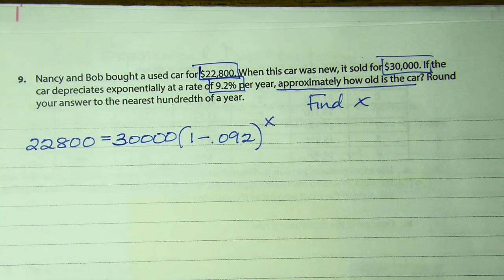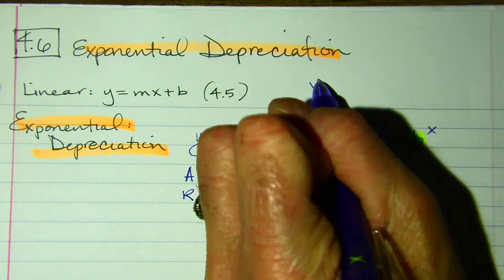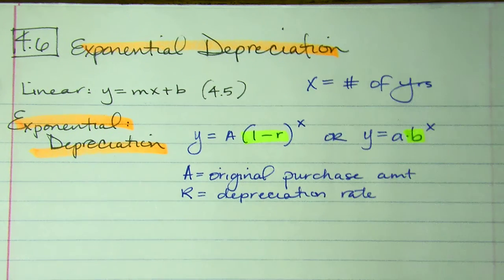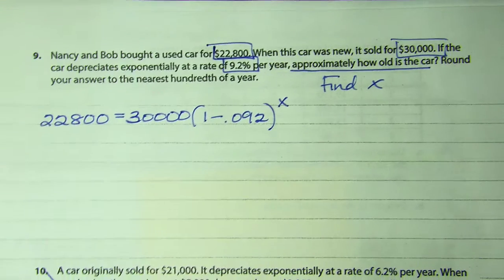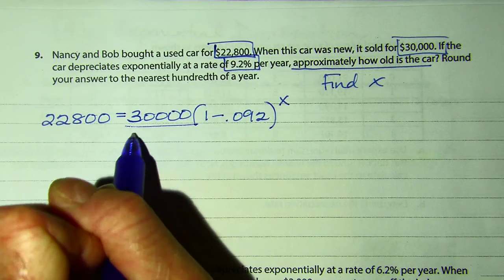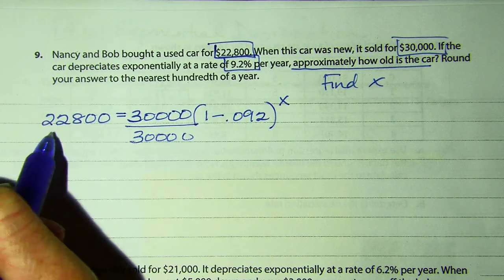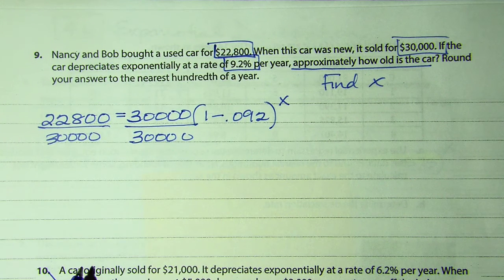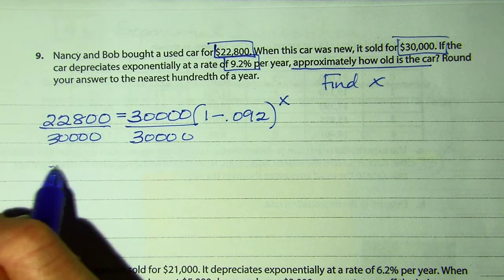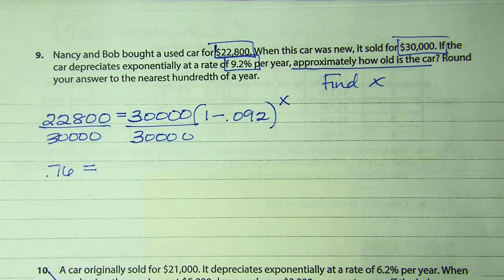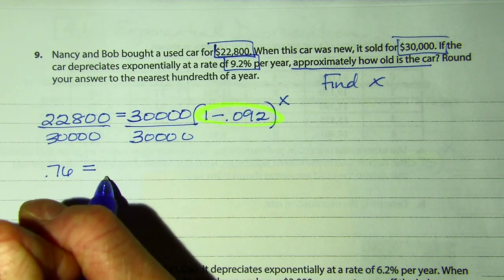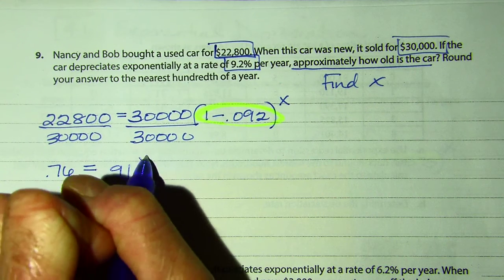Maybe that's something I should write on here. X equals the number of years. So back to our problem. I'm going to divide both sides by 30,000 because I'm solving for X. So 22,800 divided by 30,000 is 0.76. I'm going to enter this in my calculator so I can simplify it, and I got 0.91 to the X.